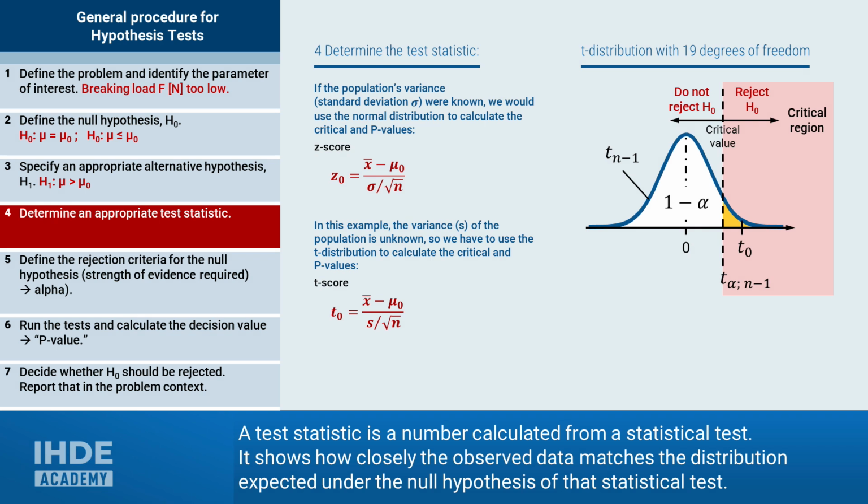Fourth, we need to define an appropriate test statistic. This means we must determine and calculate a value we can compare to the null hypothesis. For this example, this could be directly the mean breaking load. It shows how closely the observed data agrees with the expected distribution under this statistical test's null hypothesis. However, more standardized test statistics are used, such as the values Z0 and T0 shown here. Such a value is called a test statistic.